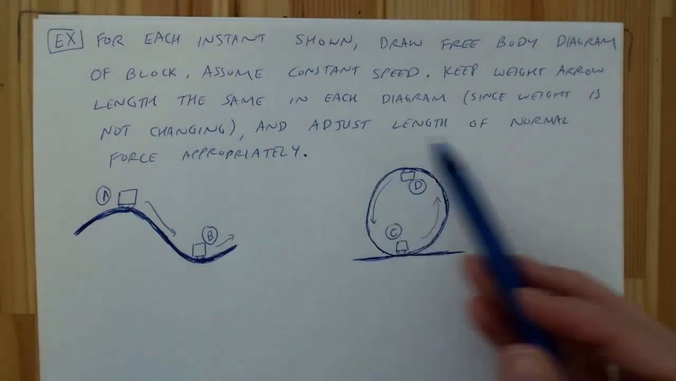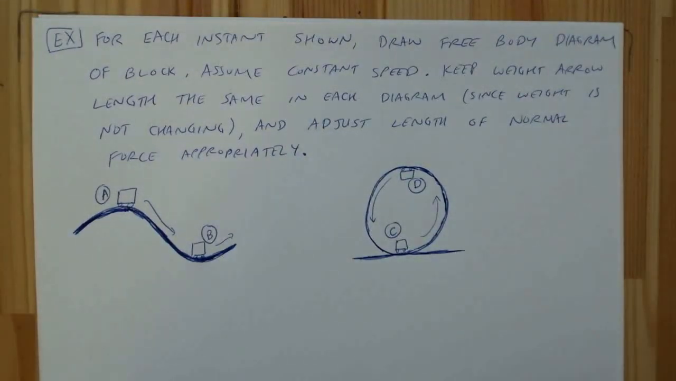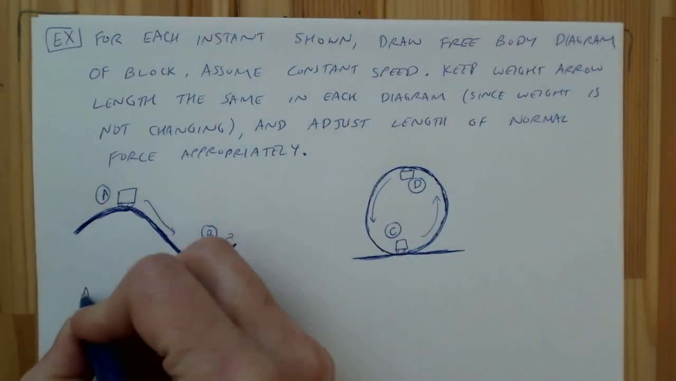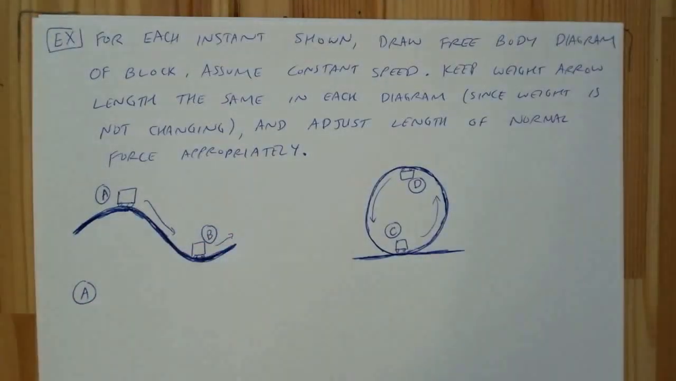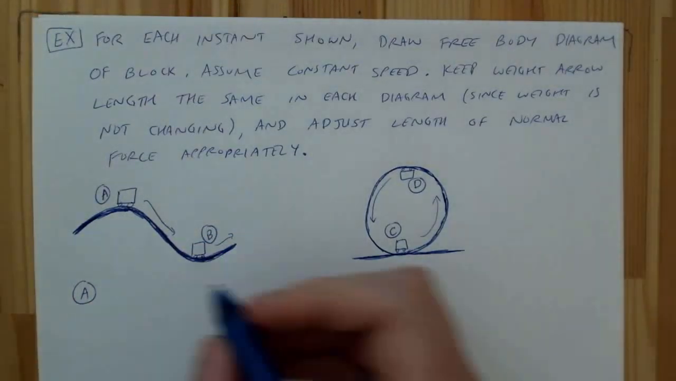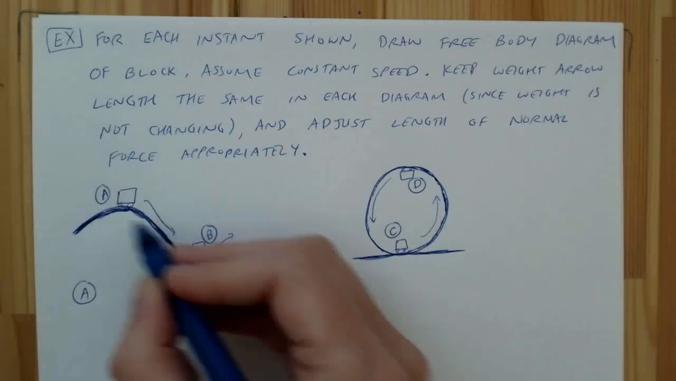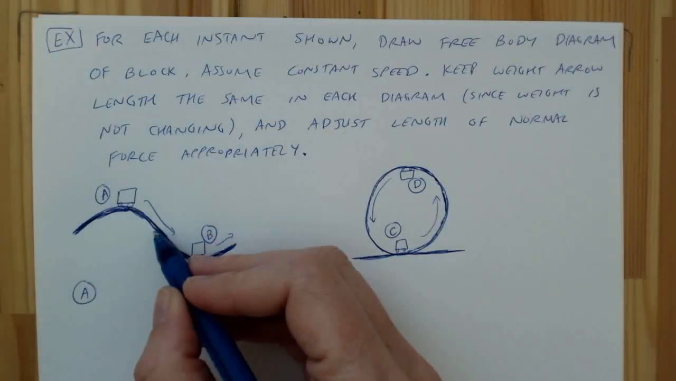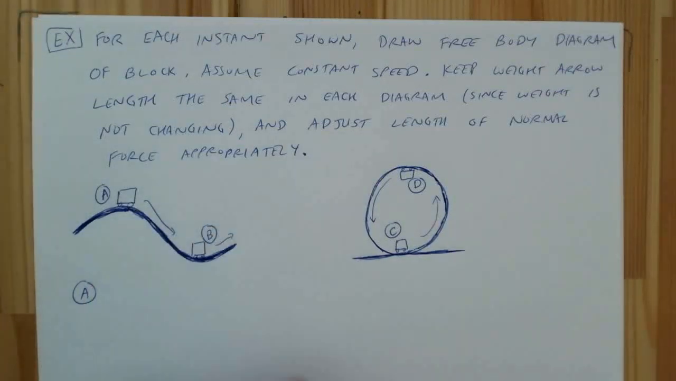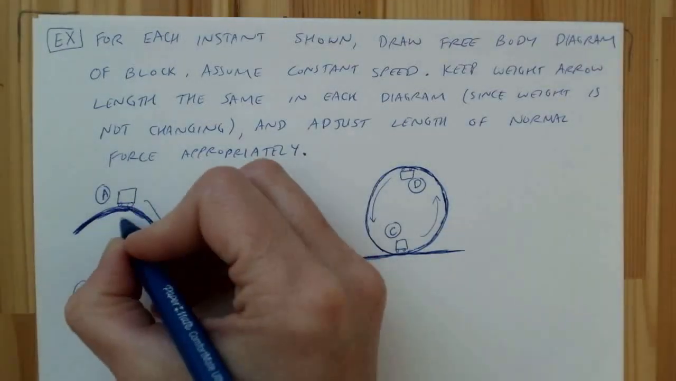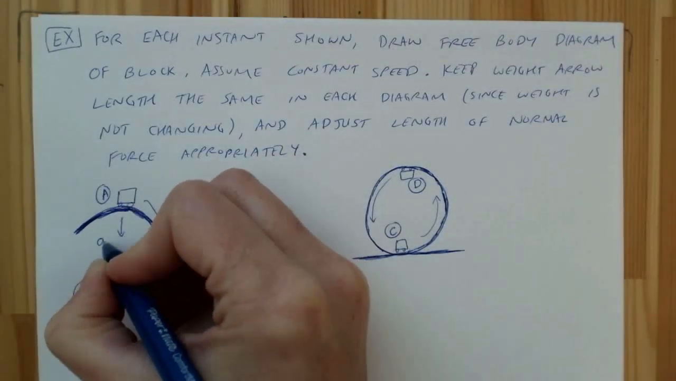And the reason the normal force will change is because the direction of the acceleration is going to change in these different situations. So if we start with A, and we first note that it's going over the top of this circular path, which means that the acceleration in this situation is going to have to be downward.